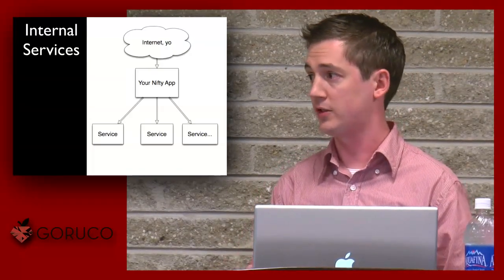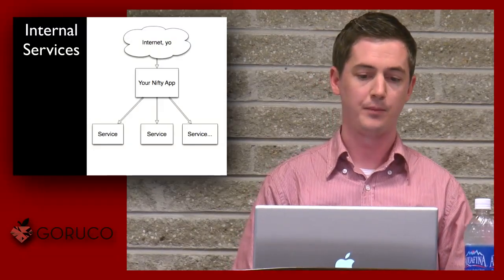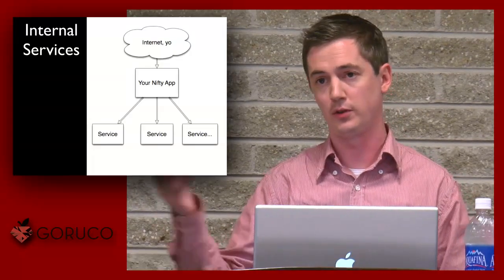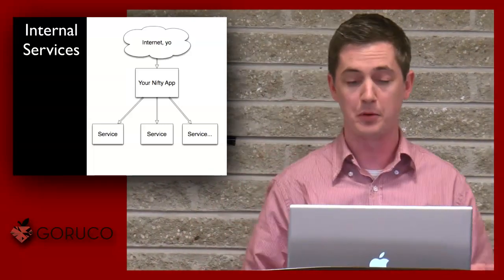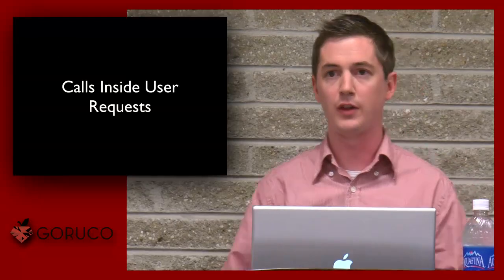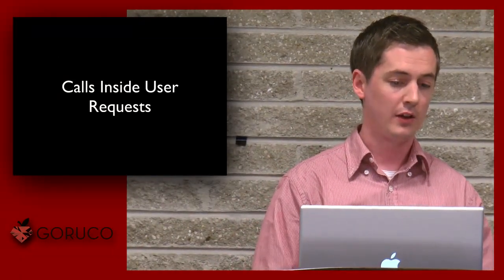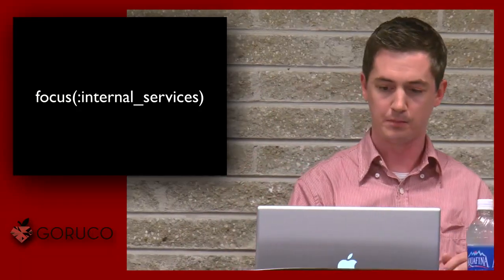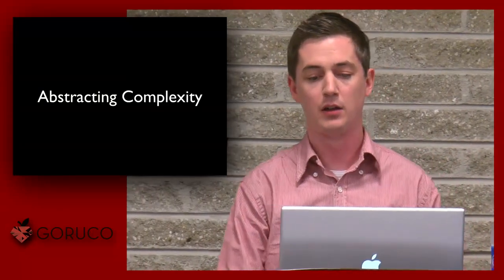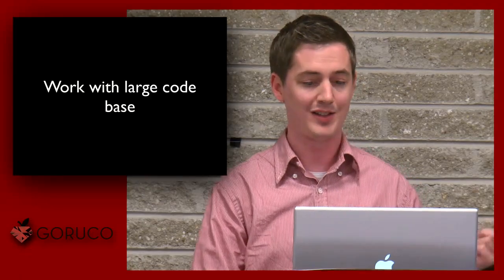One other thing you could do is expose the services to the outside world, if you're doing something like Chris had mentioned, like loading data in JavaScript. So you could bypass the Rails app completely. One thing that is different about this that you have to be aware of is that you make calls inside user requests. So the calls have to happen quickly, ideally in under 100 milliseconds, so all the other stuff can happen. The focus of this talk is really on internal services and abstracting complexity so that you can work with large code bases and scale.